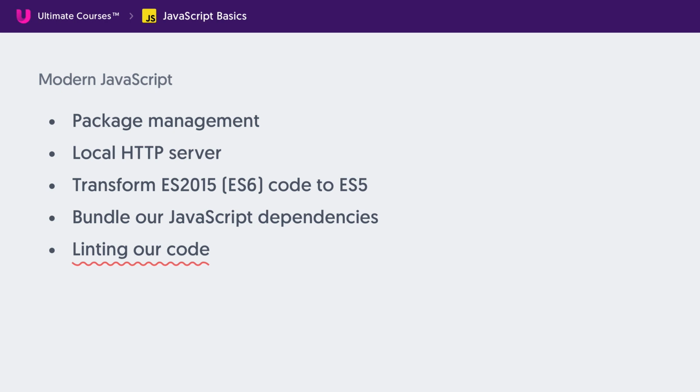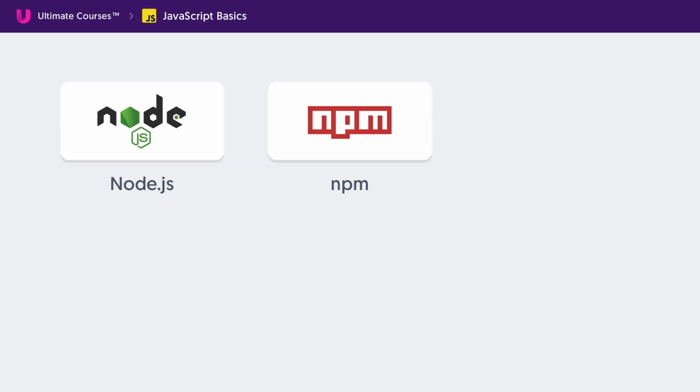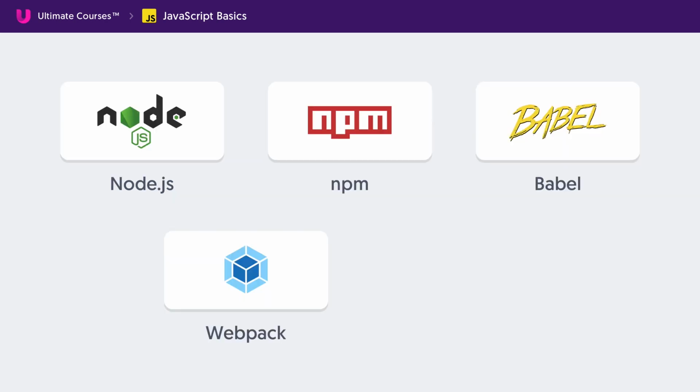So here are the tools we're introducing today that help us in doing all of these things. We have Node.js, npm, Babel, Webpack, and finally ESLint. Let's jump in and find a little bit more about each of them by showing you the bigger picture of how they all link together.